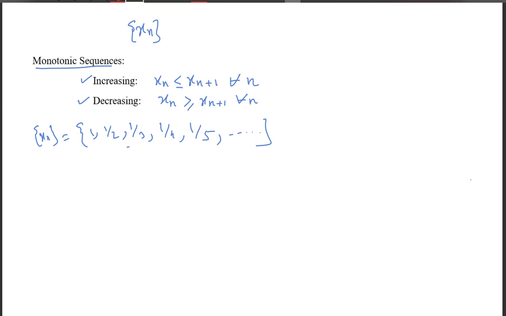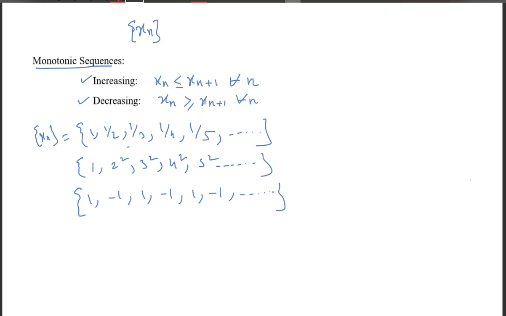Again, if I take 1, 2 squared, 3 squared, 4 squared, 5 squared, like this, it will be a monotonic increasing sequence. But if I consider the sequence 1, minus 1, 1, minus 1, like this, the sequence is neither monotonically increasing nor monotonically decreasing. So this sequence is not a monotonic sequence. But a constant sequence, like 2, 2, 2, 2, is also a monotonic sequence. Like this we can define monotonic sequences.